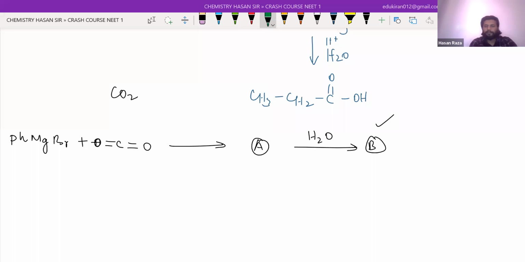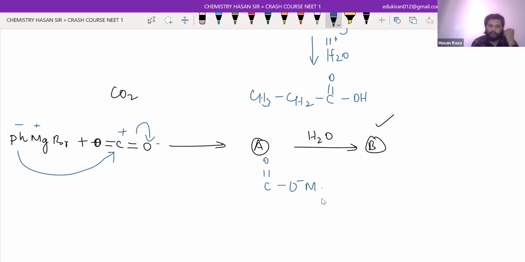What is the name of the compound? So what is the IUPAC name? As you know this is a metal, there will be positive and negative. Here it is negative, here it is positive. So this will attack here and it becomes C double bond O, O negative, with the negative, the positive will go, and here comes Ph. And after doing hydrolysis, you know that this H plus will go with the negative one.